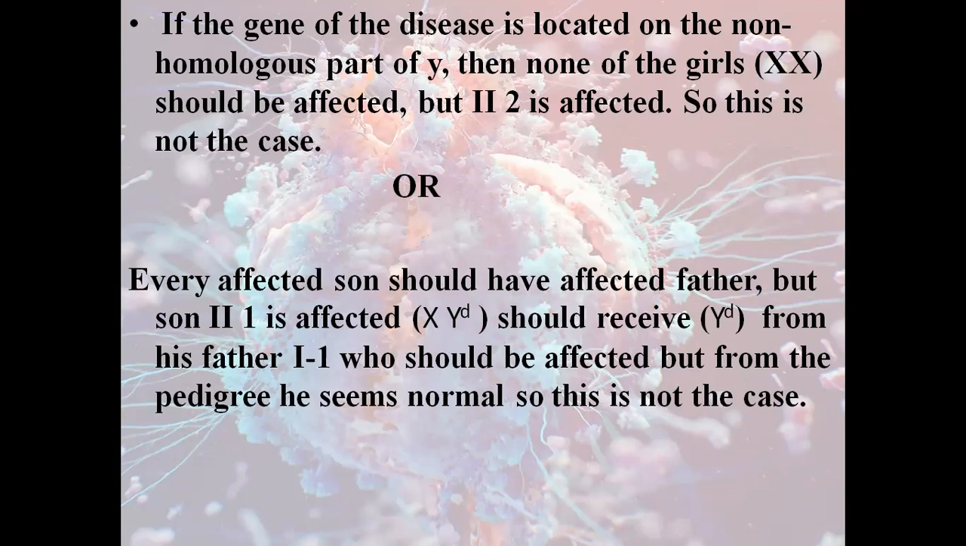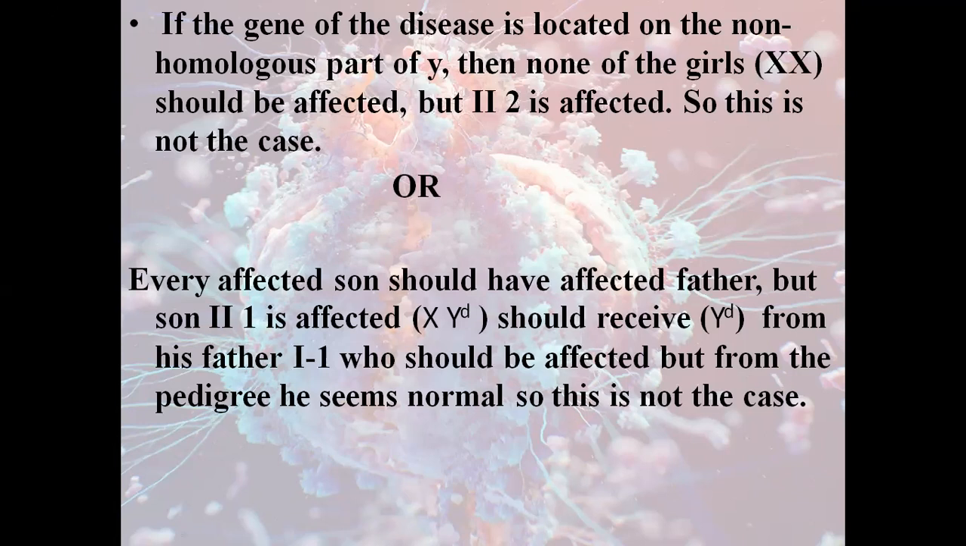You have to use the same way because this will help you a lot during the exercises. So if the gene of the disease is located in the non-homologous part of Y, then none of the girls should be affected. But 2 is affected, so this is not the case. Or you can solve it in another way. Every affected son should have an affected father. But 2 is affected, it has XYD if it's on the Y. Should receive YD from his father, 1, who should be affected also. But from the pedigree, he seems to be normal. So this is not the case.